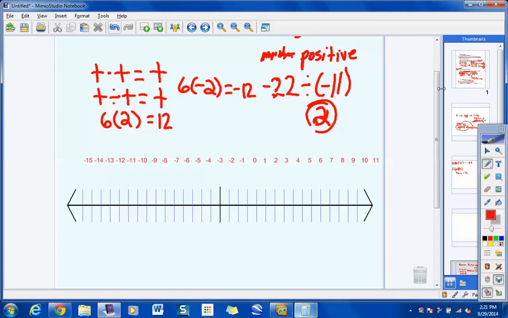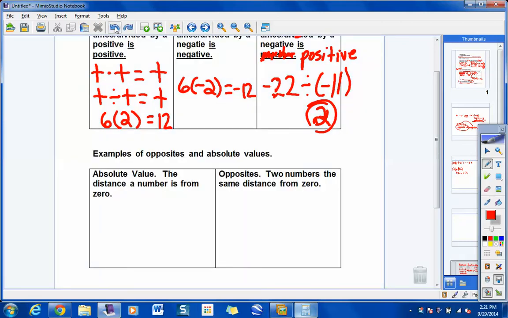Guys, real quickly, I'm going to put some values right up here on this number line. I don't like the way that looks, so I'm not going to do this. Okay. Examples of opposites and absolute values. Absolute value, guys, is simply the distance a number is from 0.